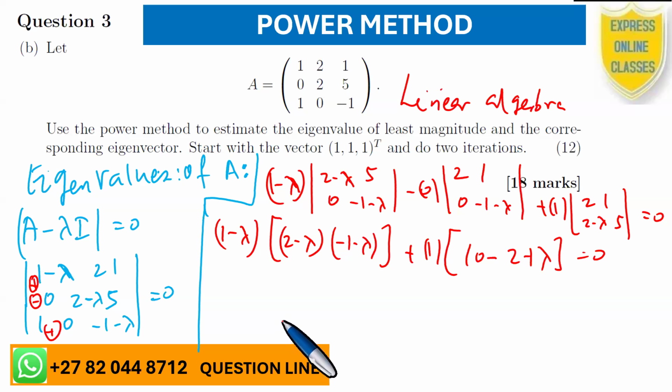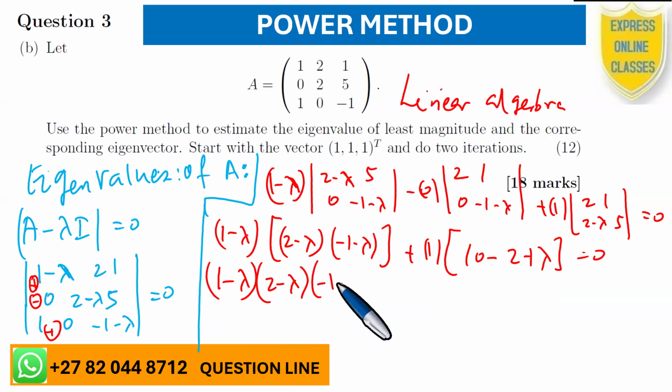So this is what we get. Now if you multiply this with that, and then 10 minus 2 is exactly what? 8. Which is minus 1 minus lambda, 8 plus lambda equals 0. We need to solve for this one. Now, to be able to solve this particular matrix, we need to find the eigenvalues and the eigenvectors of this.